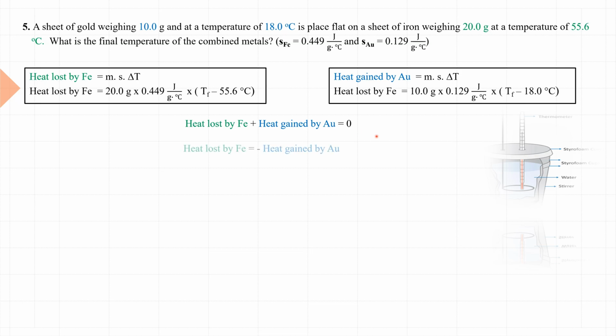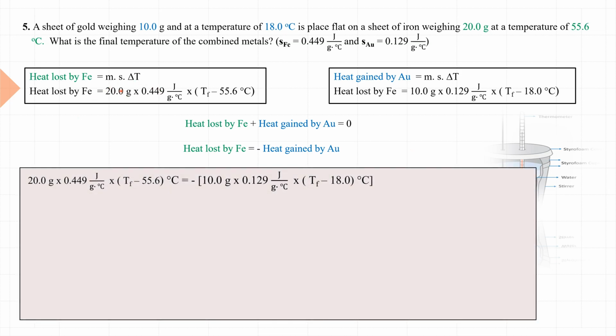So we can rewrite this expression. Heat lost by Fe is equal to, if we move the heat gained by gold to the other side of the equal sign, negative heat gained by gold. Now let's equate the heat lost by iron to the negative heat gained by gold. On the left-hand side you can see the iron information, on the right-hand side the gold information: mass of the iron times specific heat of the iron times temperature change is equal to the gold mass times specific heat of the gold times temperature difference. Now the only unknown is the final temperature after both metals contact each other.